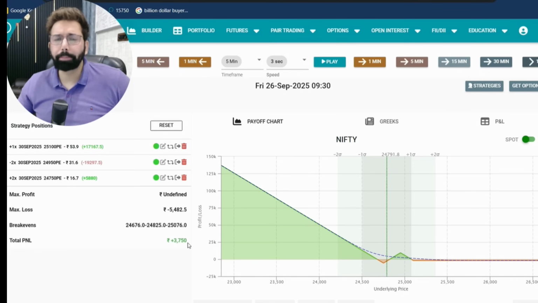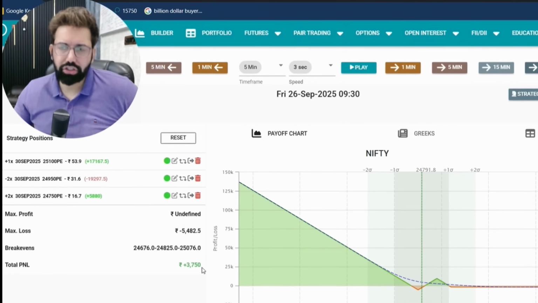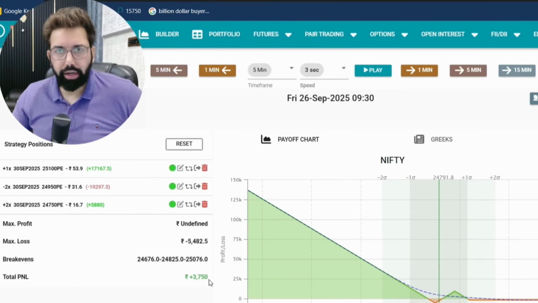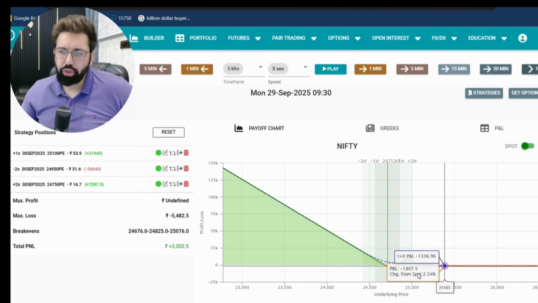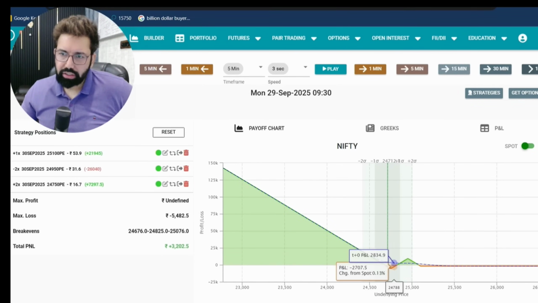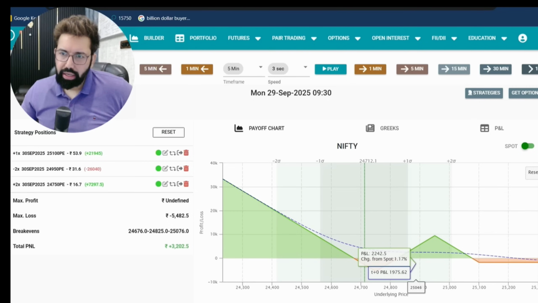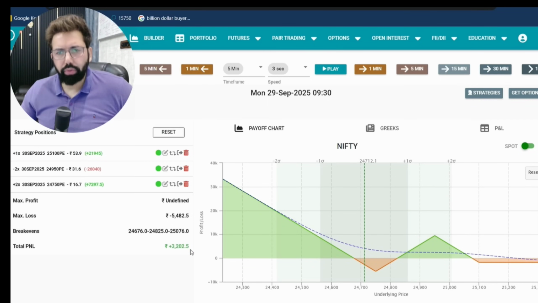Obviously, because it's a bearish strategy and this is a simulation for a bearish market environment. Now let's see what happens on a Monday. As you can see, Monday market is near the red zone. You could see it very carefully here. Market is hovering around the red zone, but still the trade is coming out quite nice.